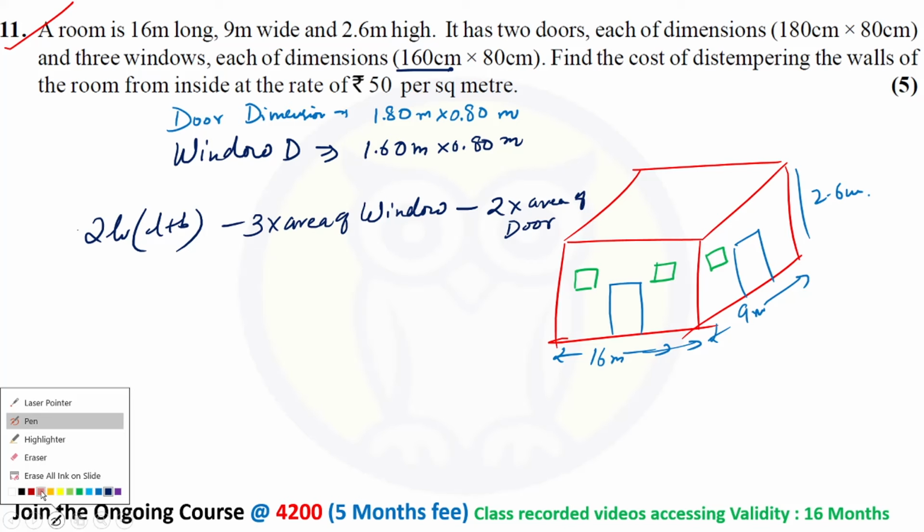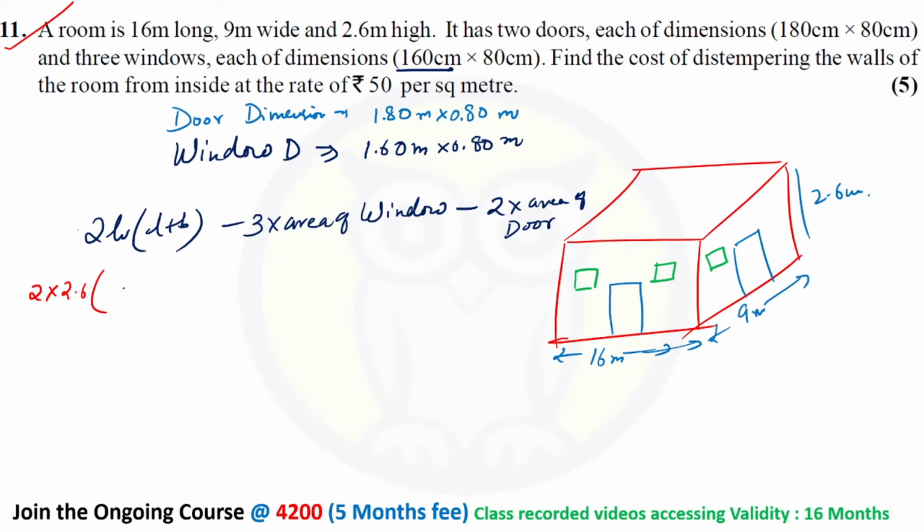The wall height is 2.6 meter, so 2.6 into the bracket of length plus breadth, where length is 16 and breadth is 9. 16 plus 9 is 25, minus 3 into the area of the window. The window is rectangular, and the area of a rectangle is length into breadth. The given window is 1.6 and 0.8.